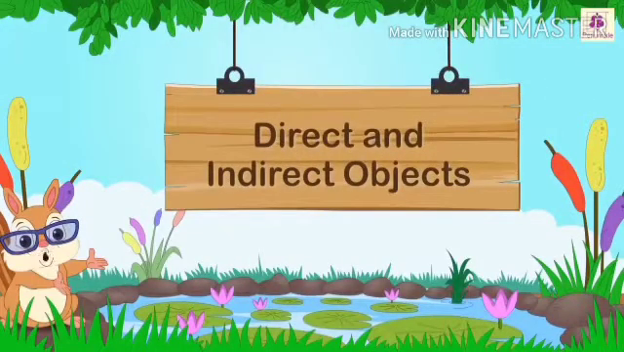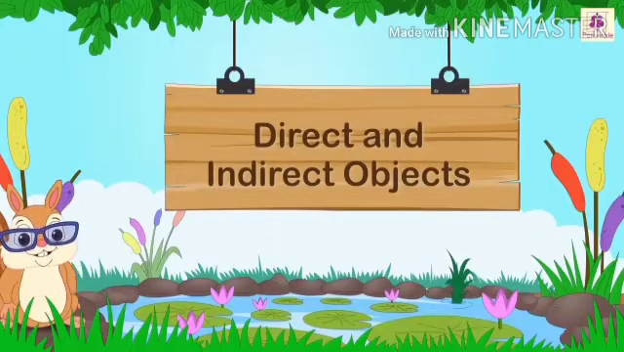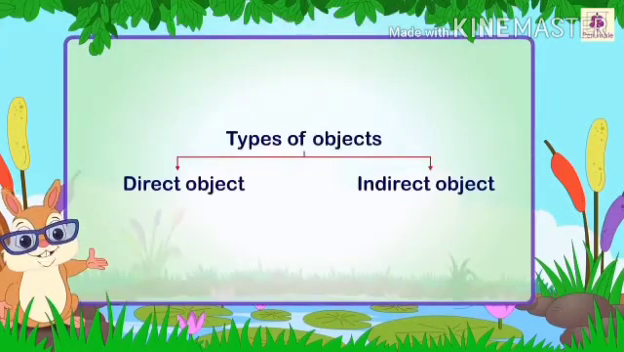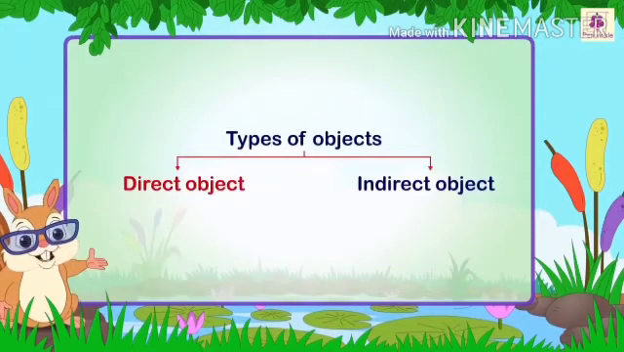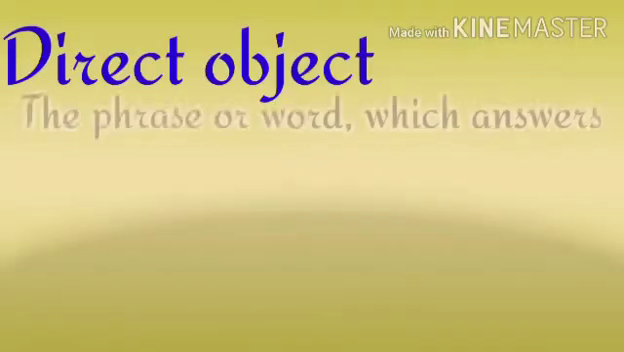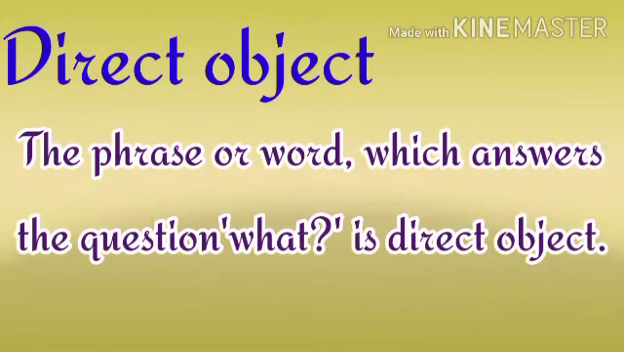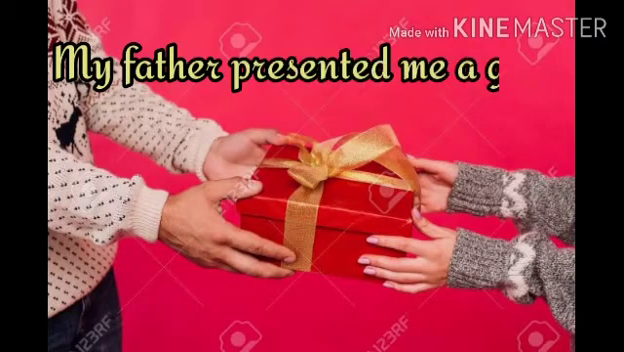Direct and indirect objects. There are two types of objects, direct object and indirect object. Direct object: the phrase or word which answers the question what is the direct object. For example, my father presented me a gift. What did your father present? Your answer is a gift.